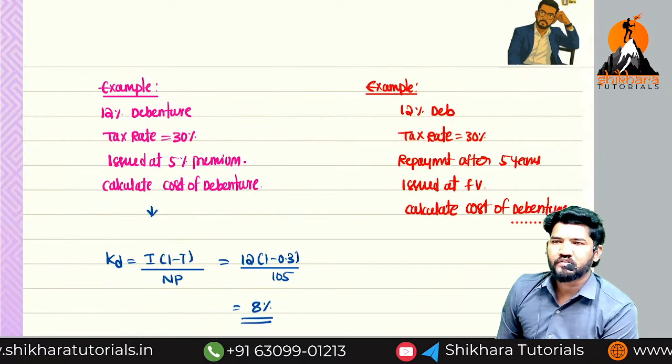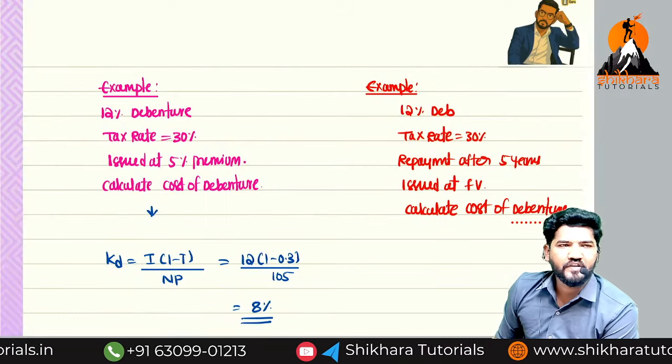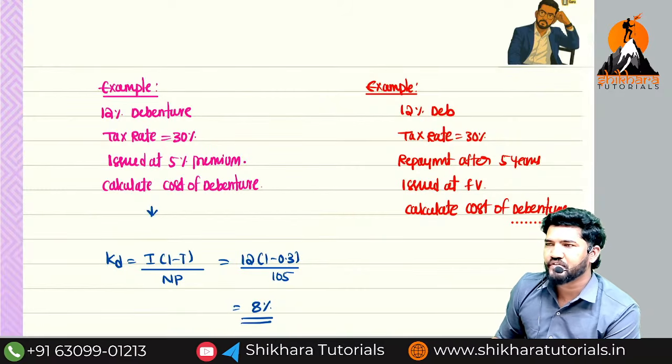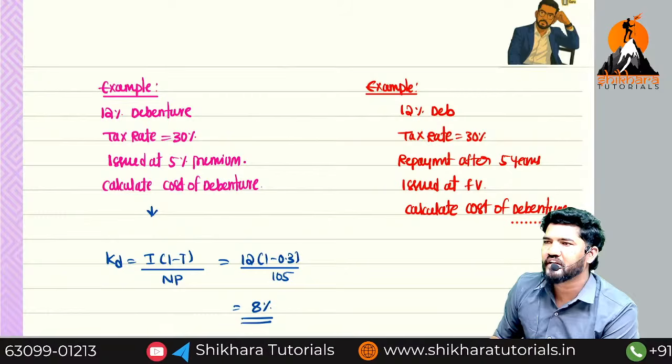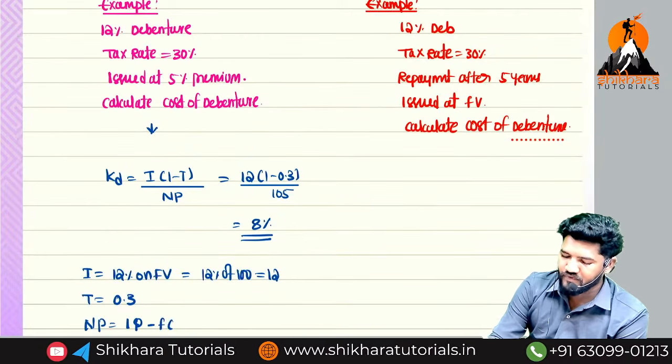Redeemable. Why? N number of years is there. What does that mean for n number of years? The investor, the debenture holder, will receive interest every year for 5 years. At the end of the 5th year, he will also receive the repayment. Clear? Okay. How to calculate this?